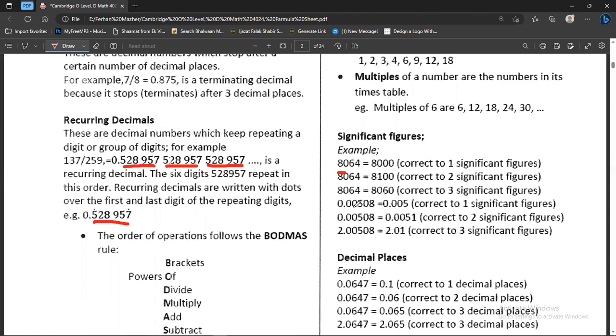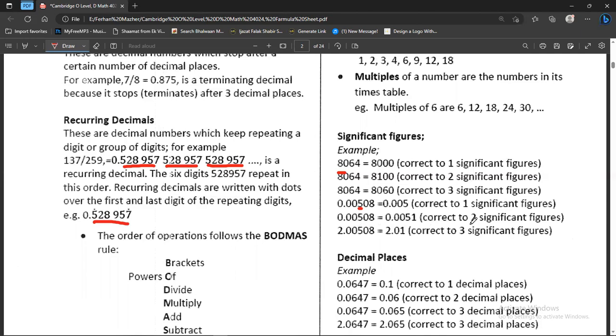So you have 0.00508, and here how many significant figures do we have? These zeros are not significant. The zeros at the start of a number are not significant, but the 0 which is in between two non-zero digits is significant. So here you have 1, 2, and 3 significant figures. If you want to write it into one significant figure, this is that digit. After this you have 0, so simply 0.005.